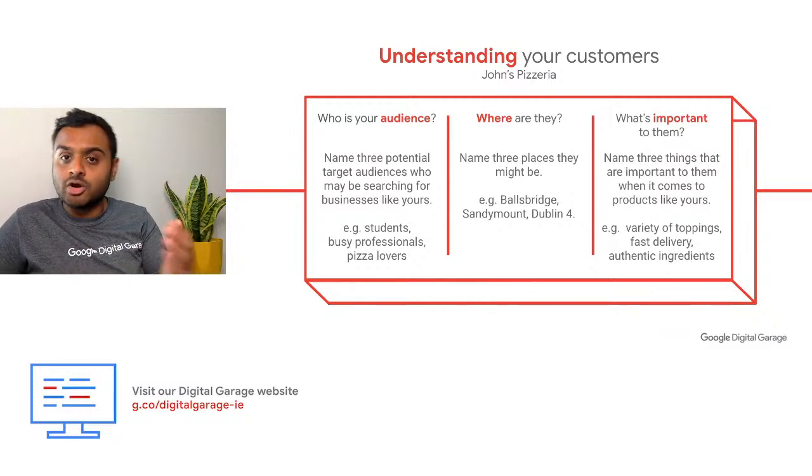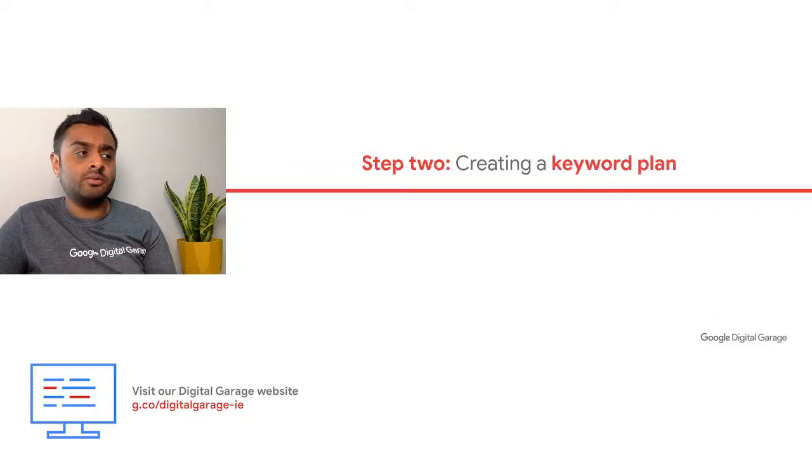So it's really important to go through each one of these questions in a step-by-step and methodical manner in order to come out with in-depth answers to each one of these. So once we've done that, we want to then move on to step 2 of this process of search advertising, which is to create a keyword plan.